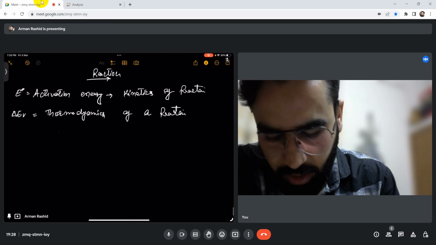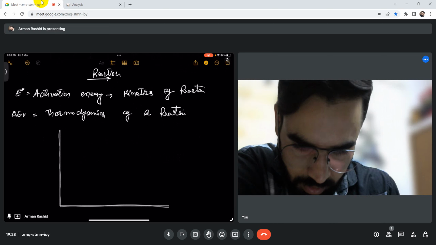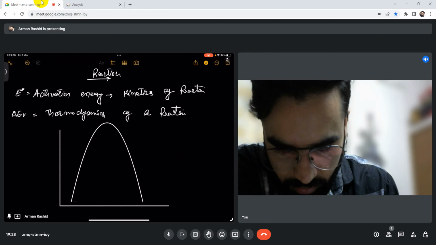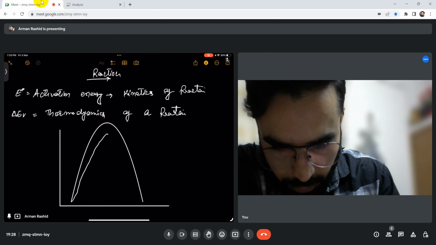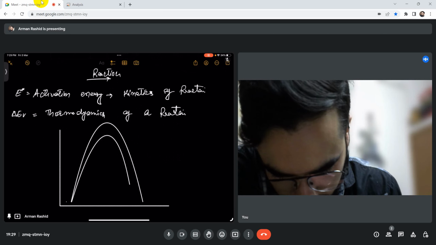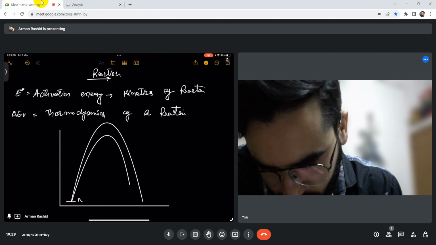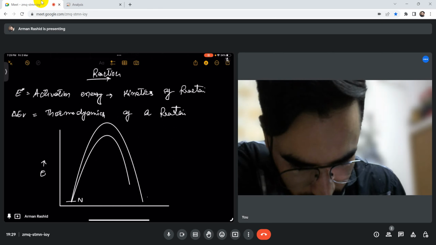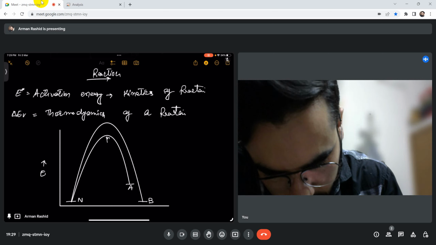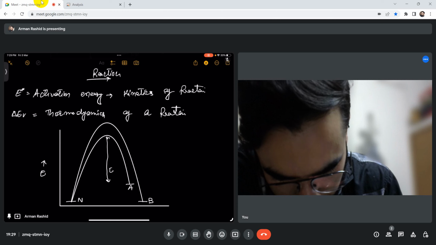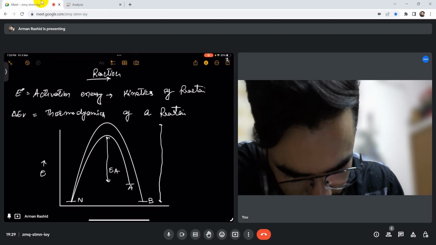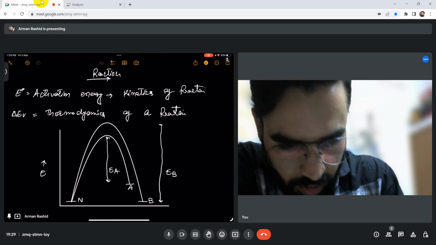Okay, so if we have a reaction where instead of one product we have another one here as well. So we have a reactant, just like we had a reactant N. This is energy. We have a product A and a product B. The activation energy for this will be EA, and the activation energy for the other one will be EB.